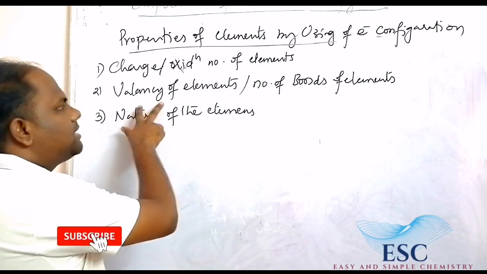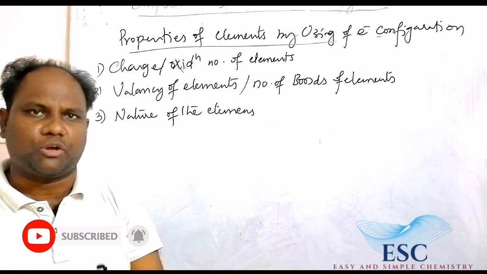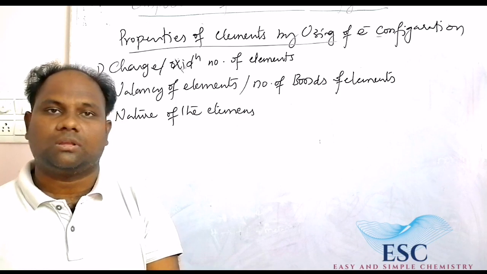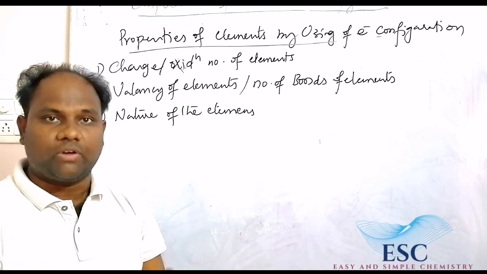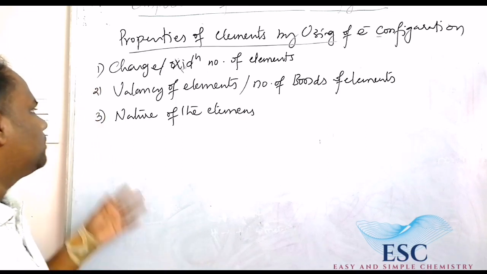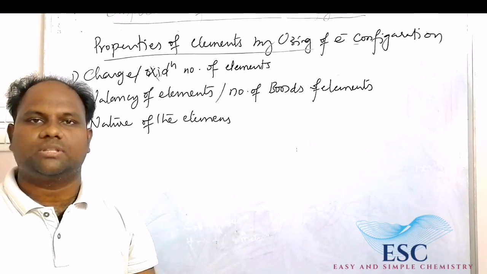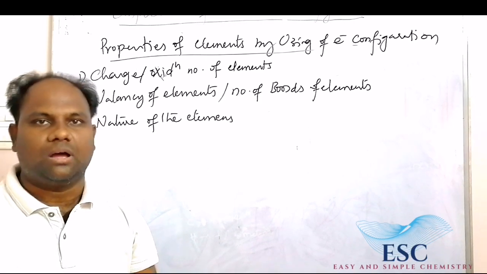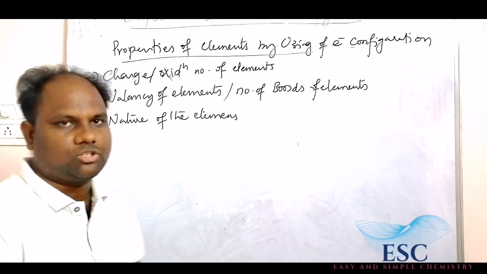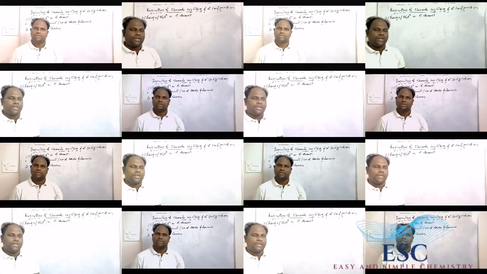Then the valency of the elements, or the number of bonds of the elements. Here oxygen can form 2 bonds, sodium can form only 1 bond. Why can oxygen form only 2 bonds? Why can sodium form only 1 bond? Then we go to the nature of the elements, so elements show their characters, metals or non-metals. Today we are discussing that topic also. So first we are going to explain the charge or oxidation number of the elements.